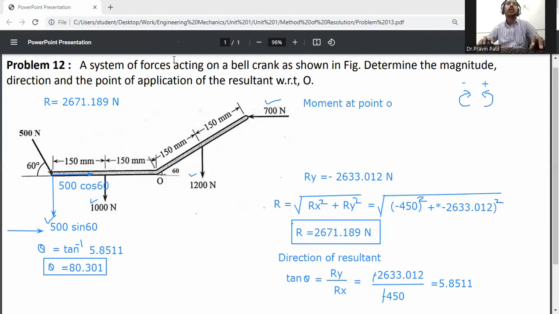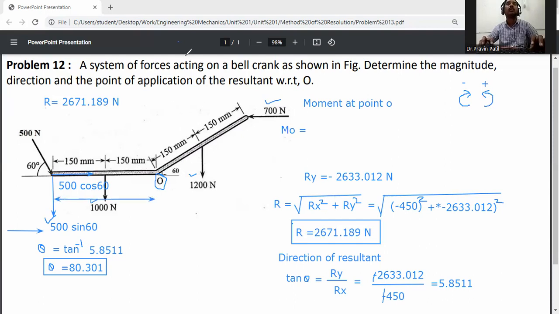Now the moment at point O. This movement is about point O. First of all, write down MO is equal to force into perpendicular distance. So first it is 500 sin 60, and the perpendicular distance up to O is 300.